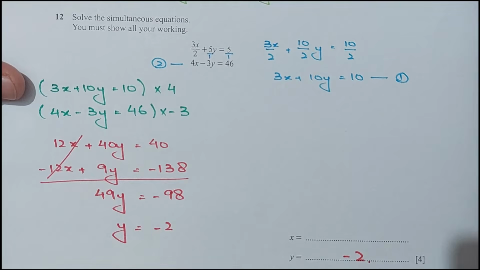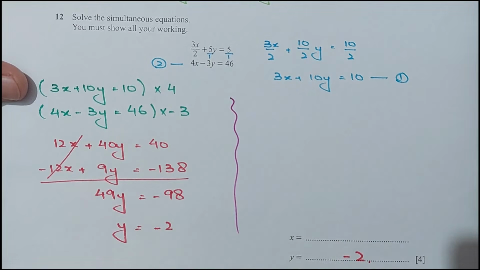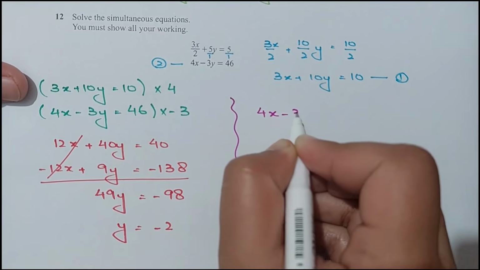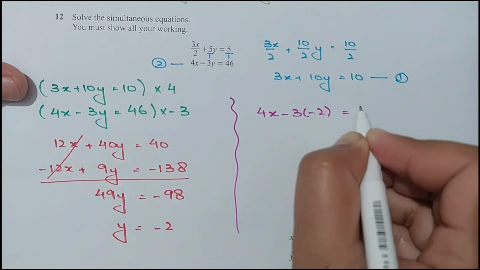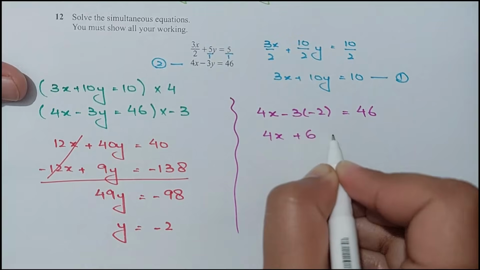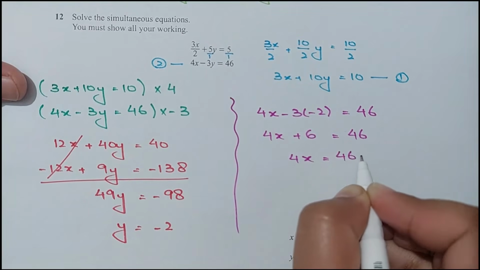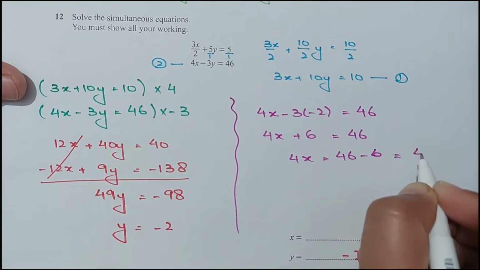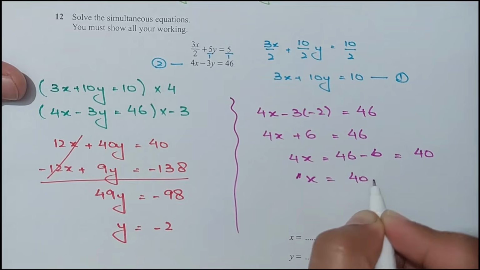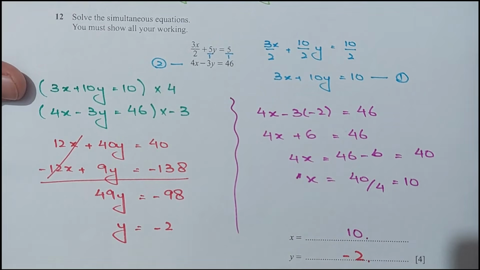Now substitute this y value into your first equation or second equation. This is your choice. Let me substitute over here. 4x minus 3 times y, which is minus 2, equals 46. 4x plus 3 times 2 is 6, equals 46. 4x is going to be 46 take away 6. This is 40. So x is going to be 40 over 4, which is equal to 10. So x is equal to 10.